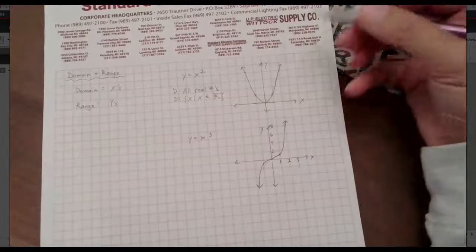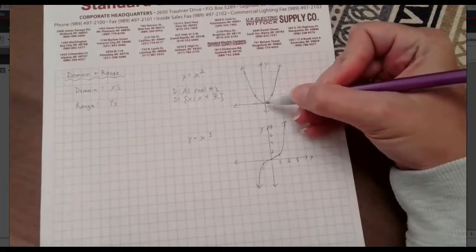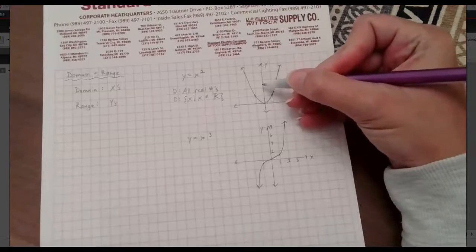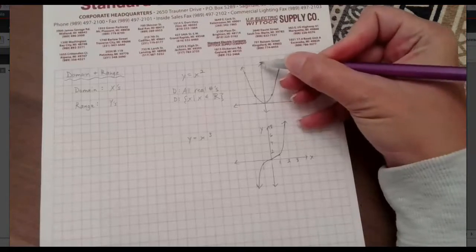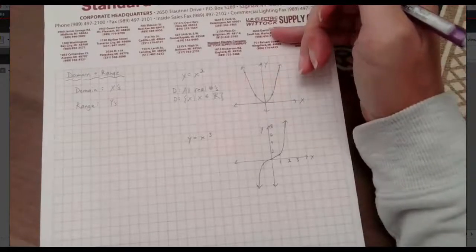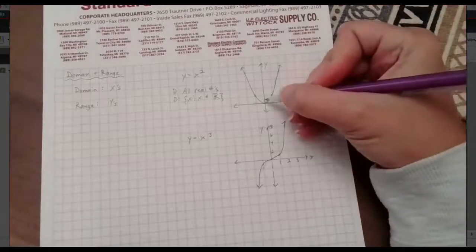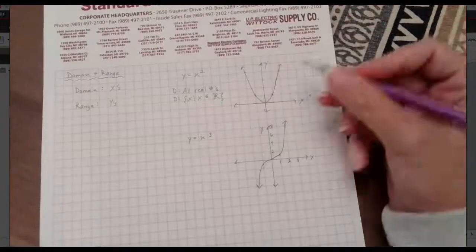What about the range? Well, again, here's my y-axis. Check this out. Starting at the origin and going up, are there y values all the way up here? Up, up, up, up, up. Yes. We already said that the ends of the graph go up. Is there anything that will stop this graph from going up? No. Therefore, all of our positive y values are good to go.